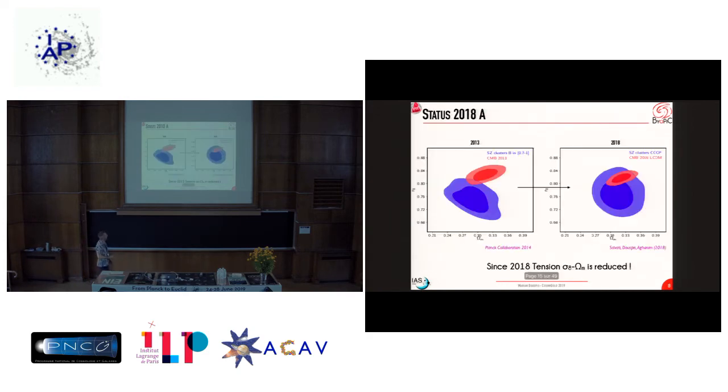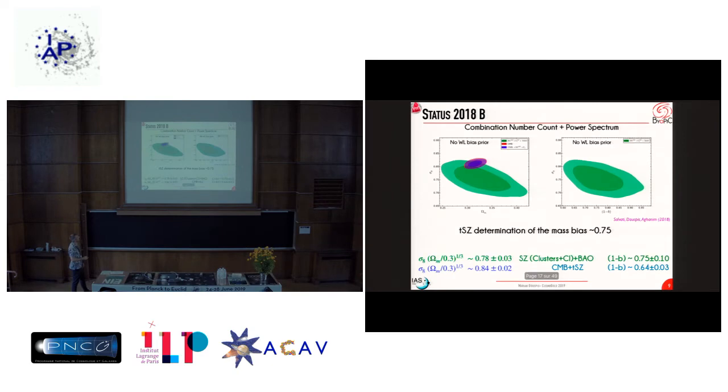So some results that we showed last year is that basically we moved from this situation in 2013 to this situation in 2018. So the tension is much more reduced compared to a few years ago. And this is even with 2018 instead of 2016, which is almost the same. And the second result that we add is that by combining the power spectrum and the cluster number counts, you can constrain the bias without any prior coming from weak lensing. And you have here sigma 8 over 1 minus b, which gives you something around 0.75 with a quite large error bar of 0.1. And without any prior on weak lensing, you see that, again, you have this kind of lower tension between the two probes.